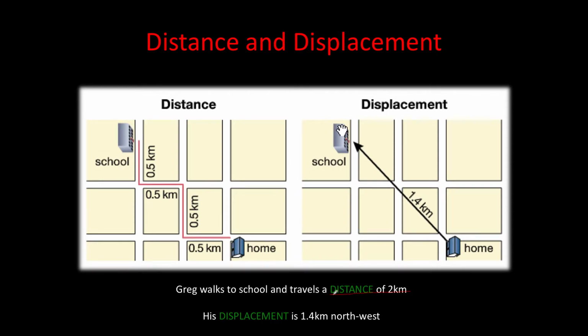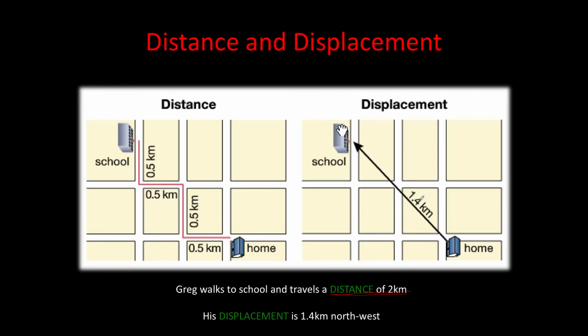Taking note that distance does not include a direction. If I compare that to displacement now, displacement is the straight line distance between the home and the school, which in this case is about 1.4 kilometers. But for displacement, you need a direction as well. So Greg's displacement would be 1.4 kilometers northwest.